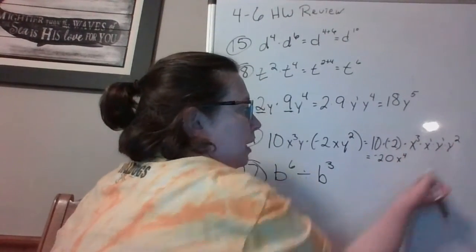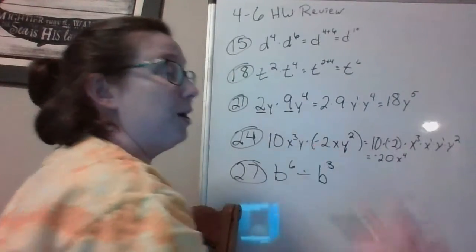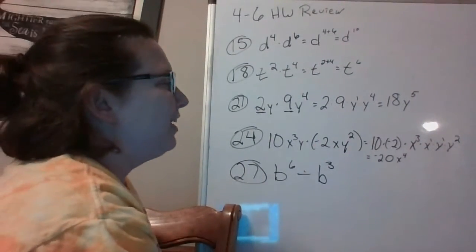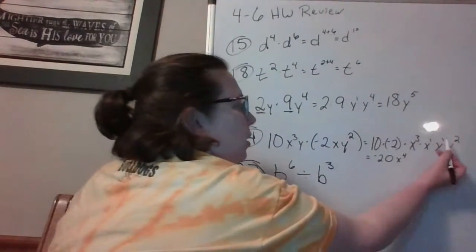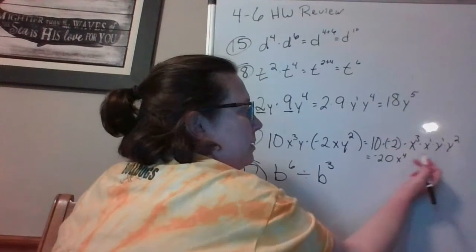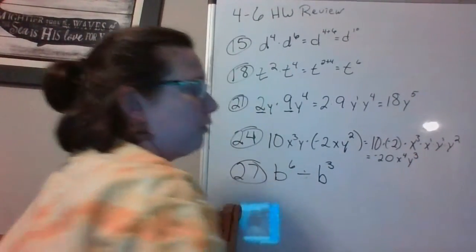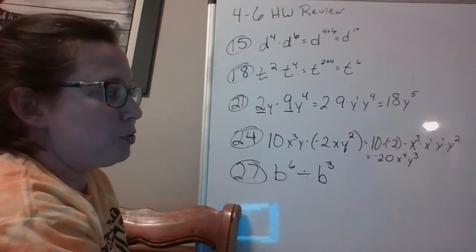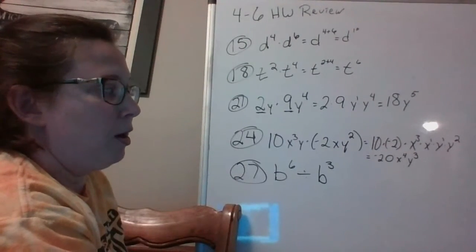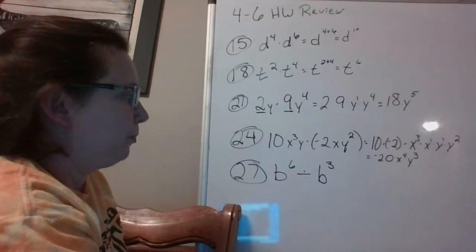Y to the first times y squared. We are going to add our exponents that are on our y's, so 1 plus 2 is 3, and there's our final answer. Negative 20 x to the power of 4 y cubed.